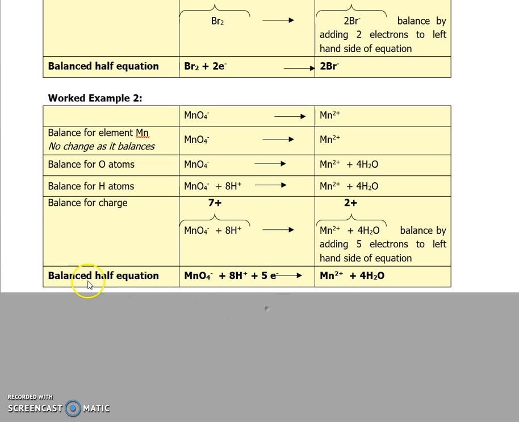And so overall our equation becomes manganate ions plus 8 protons plus 5 electrons gives manganese 2+ plus 4 water molecules. As we can see, 1 manganese, 4 oxygens, 4 oxygens, 8 hydrogens, minus 1 plus 8 minus 5 equals plus 2, plus 2 plus nothing equals plus 2. So that is a balanced equation.